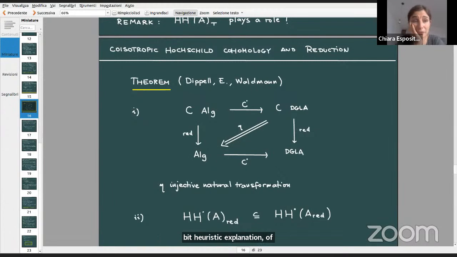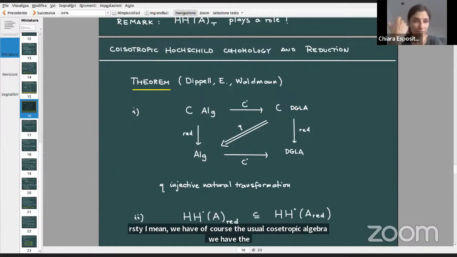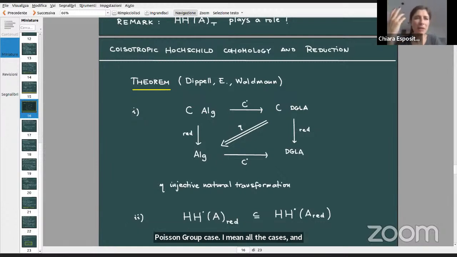To me, the definitions so far are quite stable, because they recover all the examples we had in mind, not just BRST. We have, of course, the usual coisotropic algebra. We have the Poisson-Lie group case. All the cases. And even if you just imagine a manifold and a foliation, done, you have a coisotropic algebra, and you can deform it with those techniques. So I think you can interpret it this way, in my mind.